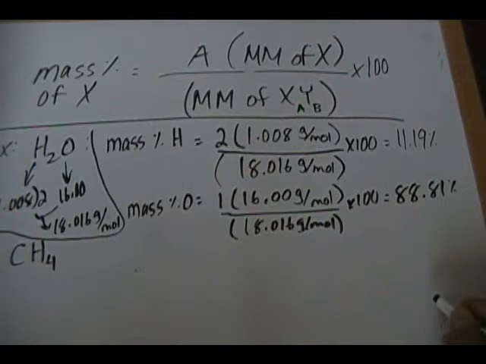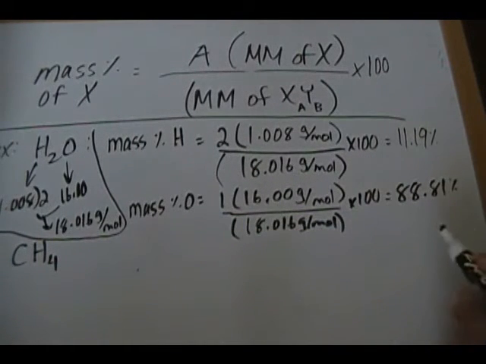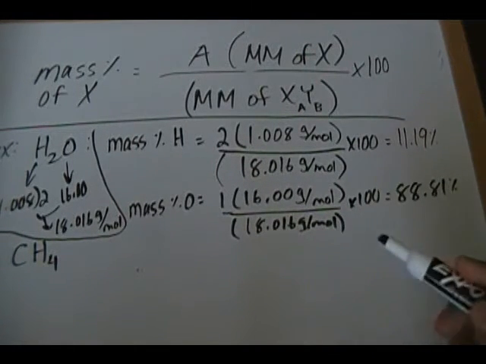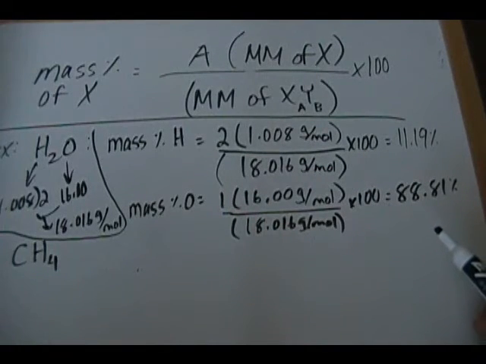Okay, so we figure out the mass percent of oxygen is 88.81% in water, and the mass percent of hydrogen in water is going to be 11.19%. So basically, for a given molecule, these percentages never change. If we're dealing with water, the mass percent of oxygen is always going to be 88.81%, and the mass percent of hydrogen is always going to be 11.19%.